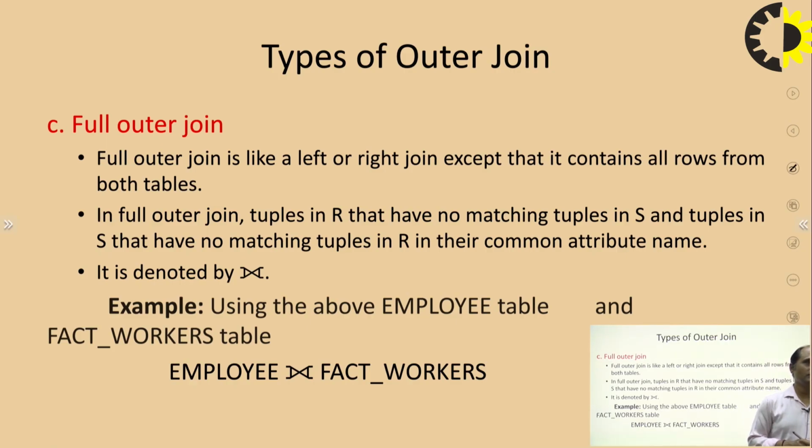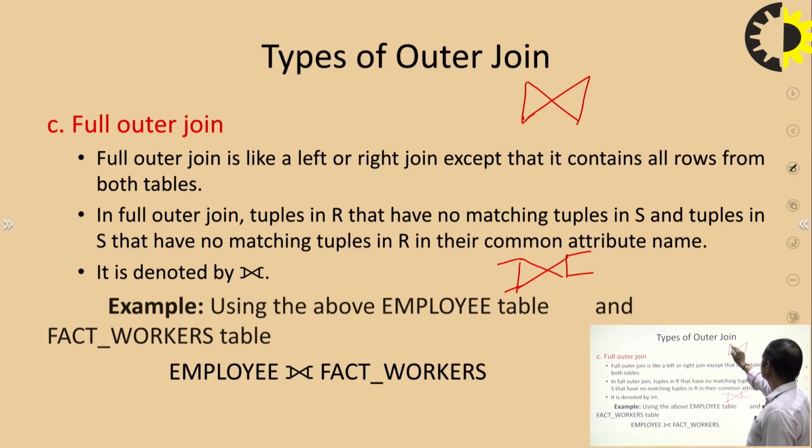In the full outer join, tuples in R that have no matching tuple in S, and tuples in S that have no matching tuple in R on their common attribute name, are both kept. It can be denoted by the symbol open on both sides, like this.